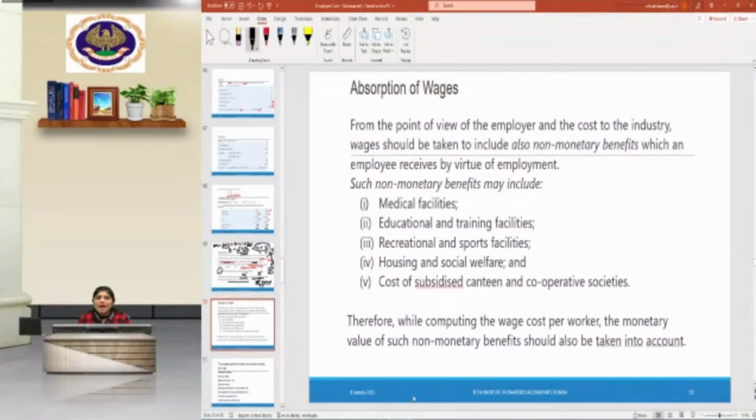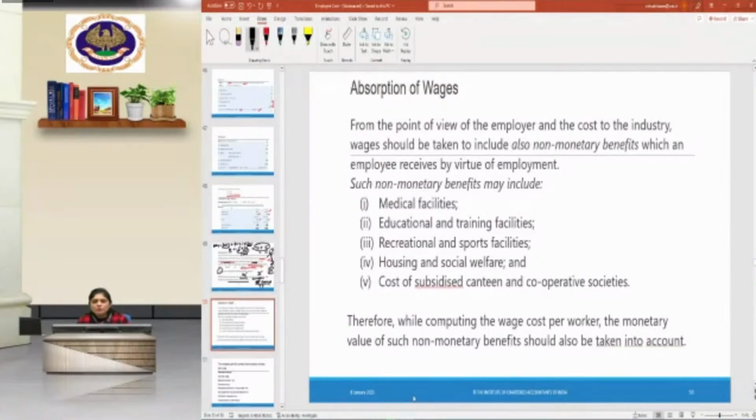But yes, we have to absorb them in the wages, because there is no direct connection between the worker's performance and these facilities. The monetary benefits have a link: they are given to a particular worker. But every employee is using these facilities, and there is no direct measurement of these facilities against the performance of the worker. So they are shared proportionately by each worker. That is the meaning of absorption. Absorption means that they will be apportioned, shared between all the workers and the employees.